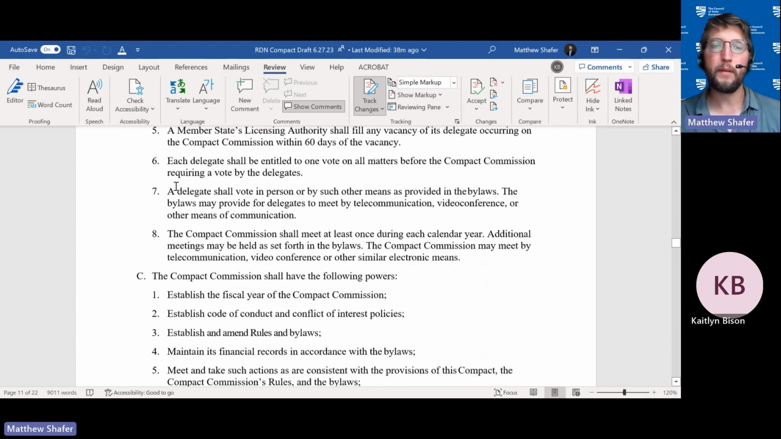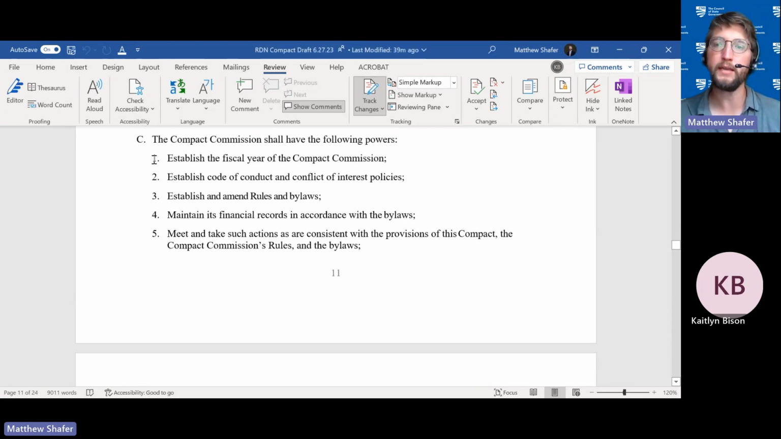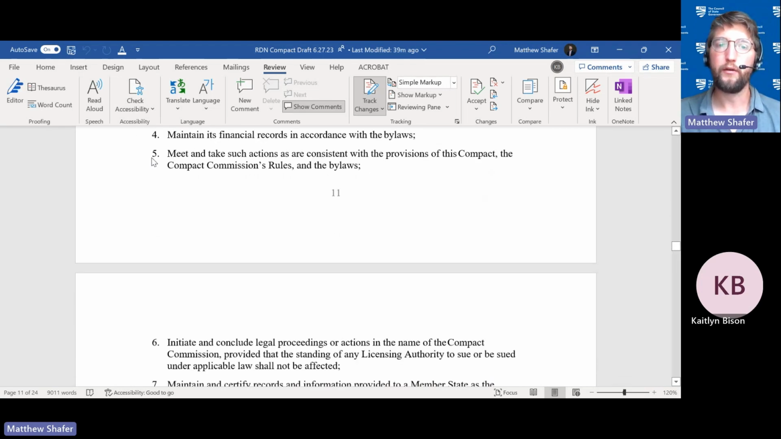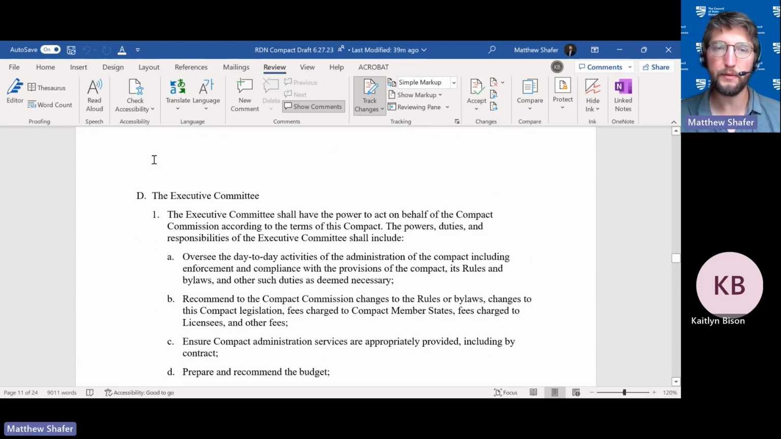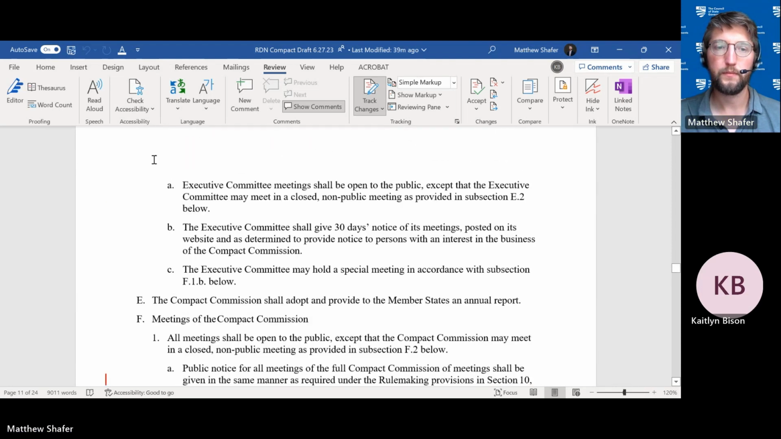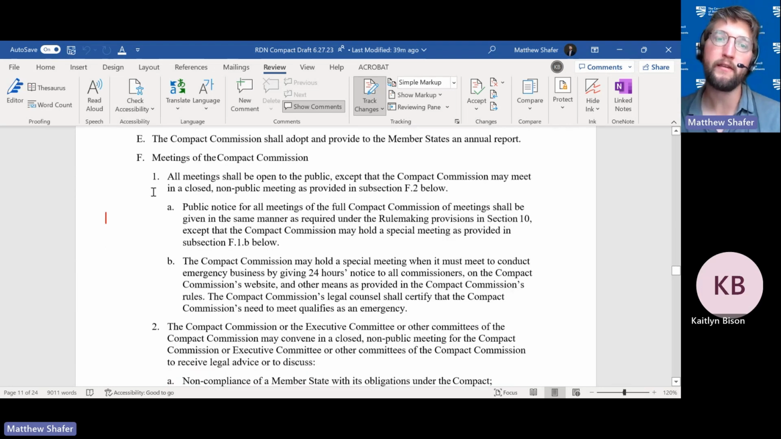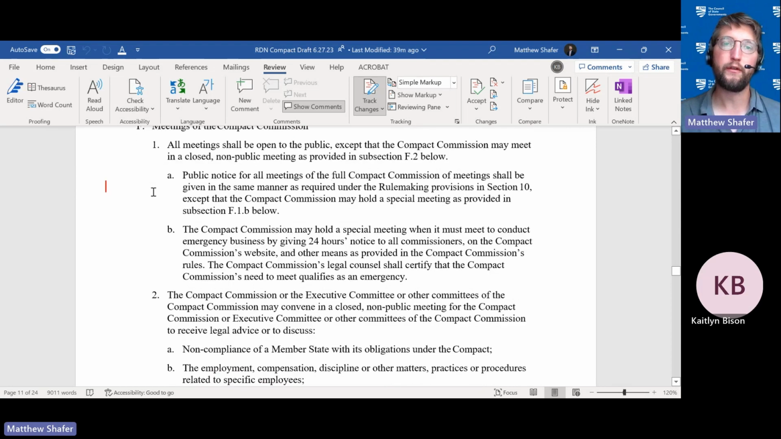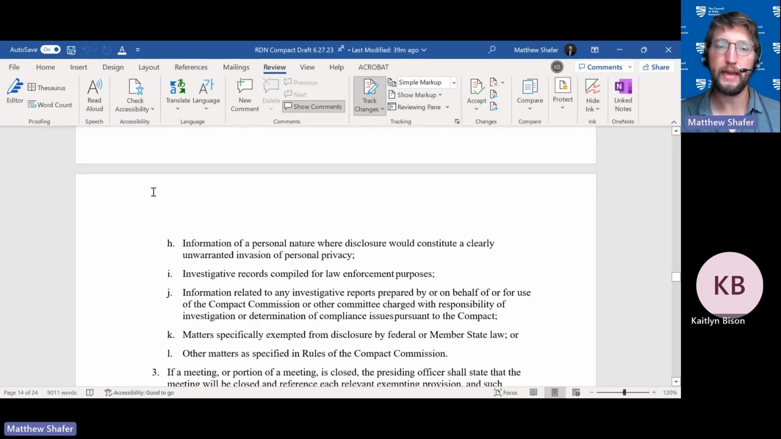There is a lot of information here about how the commission functions. I'll just breeze through it very quickly because it's a lot of detail that really doesn't change a whole lot from compact to compact. It's pretty standard language across all the licensure compacts. So C establishes their powers and duties. D establishes the executive committee for the commission. F talks about meetings of the commission. Because this is technically a governmental entity, they're subject to all of the open meetings laws in all the member states.